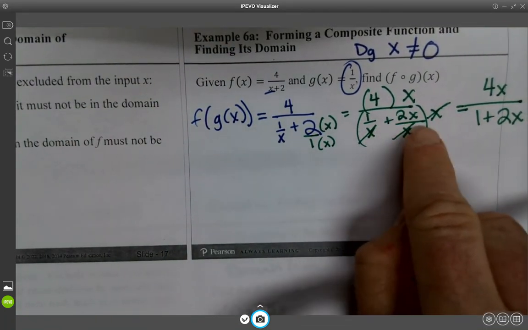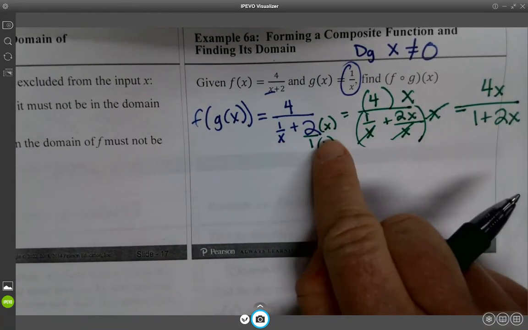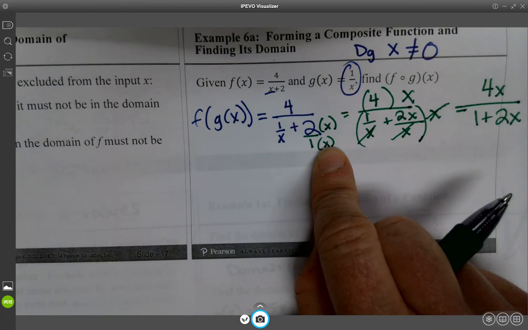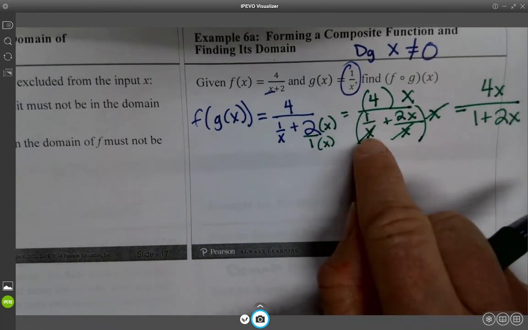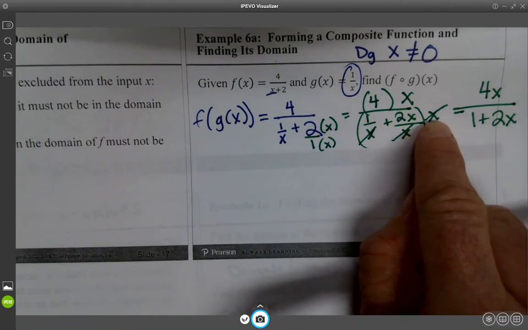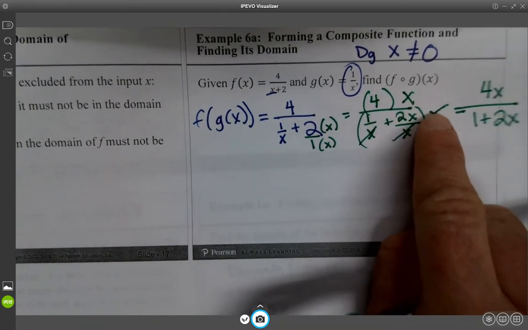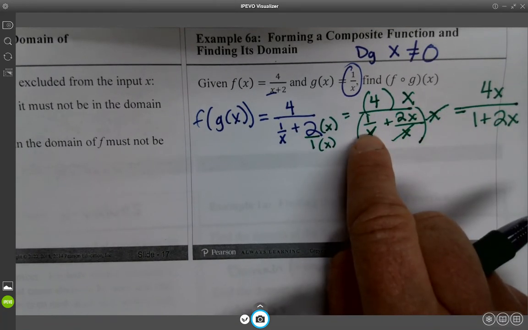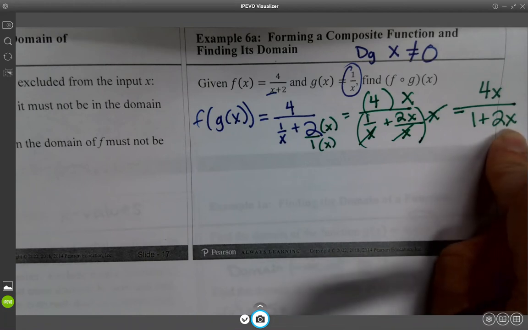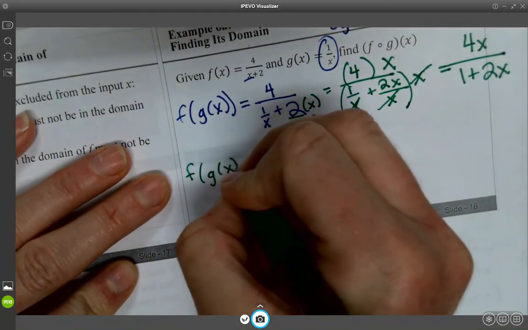So what I did to get rid of these fractions on the denominator was first I needed to find a common denominator. So that was x. And then I have the common denominator x. I'm going to get rid of that by multiplying by the denominator on the bottom and on the top. And so that leaves me with 4x. And then all these x's on the denominators cancel. It's just 1 plus 2x. So this is my f of g of x.